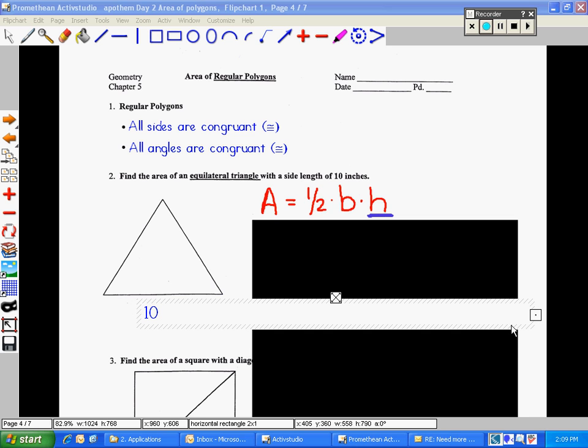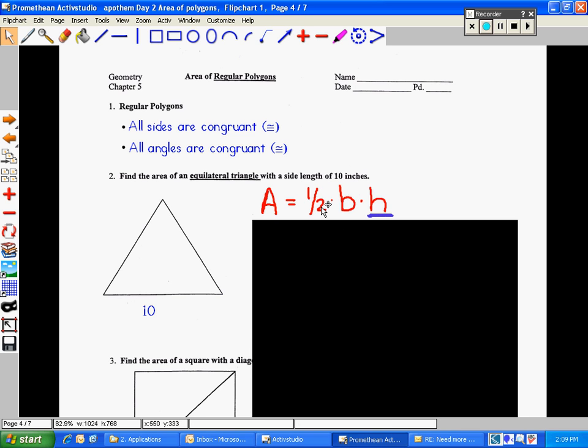So we can fill that number into our formula, 1/2 times 10. However, the height is not 10. The height is the perpendicular line to the base. It's this line right here, which is not 10. However, since this is an equilateral triangle, that means all the angles are the same as well.